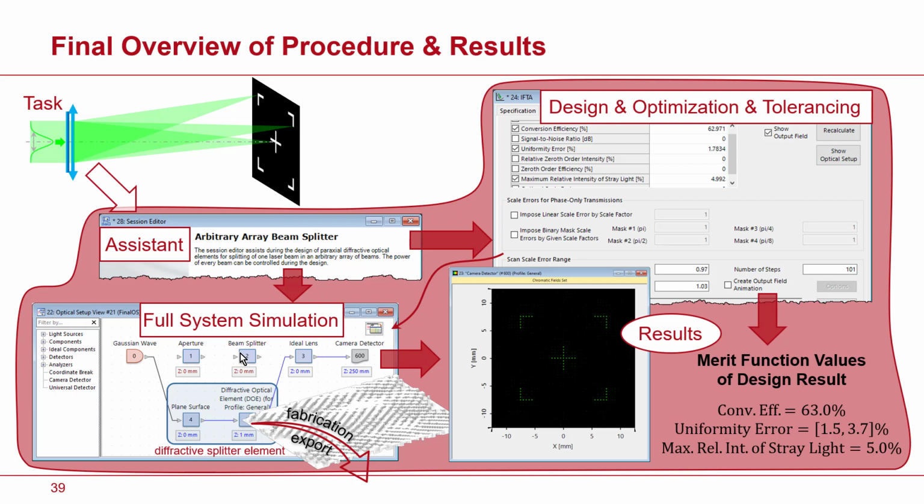And after structure design, you can even do the simulation based on the design with structure effects and material effects, Fresnel effects, and such, and do the fabrication export. And you can generate results via this optical setup or via the IFTA itself and get the evaluated merit function values of the design result. That was the first example, the beam splitter example.